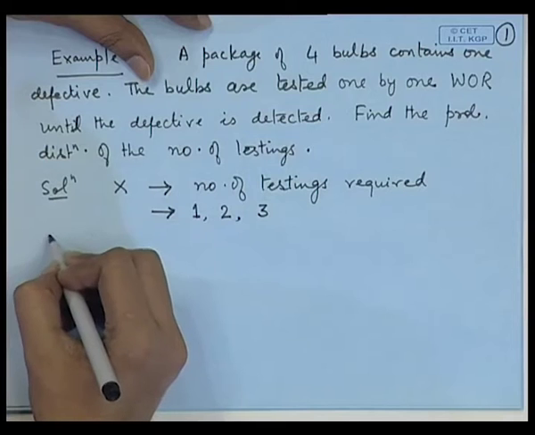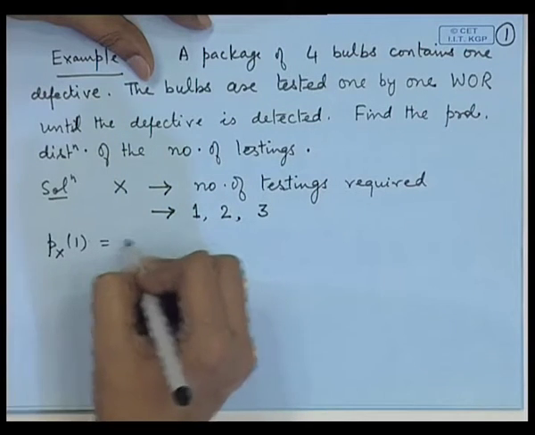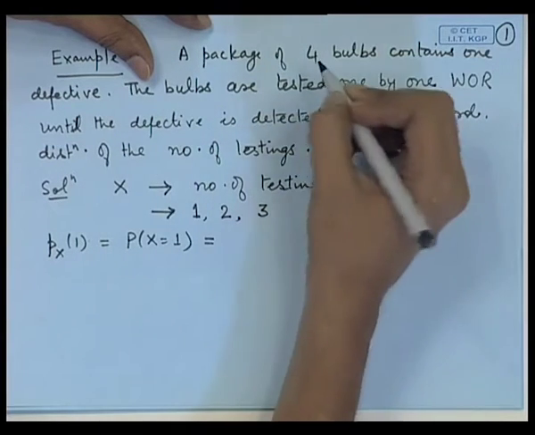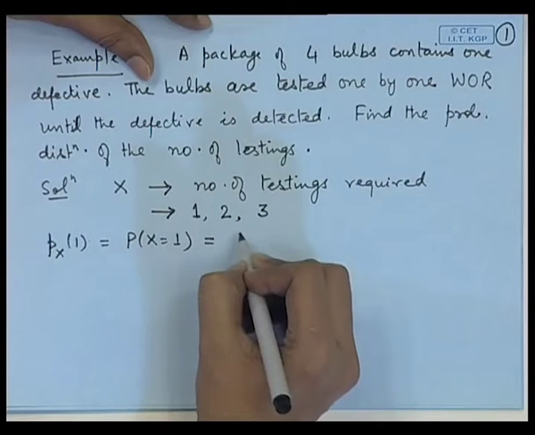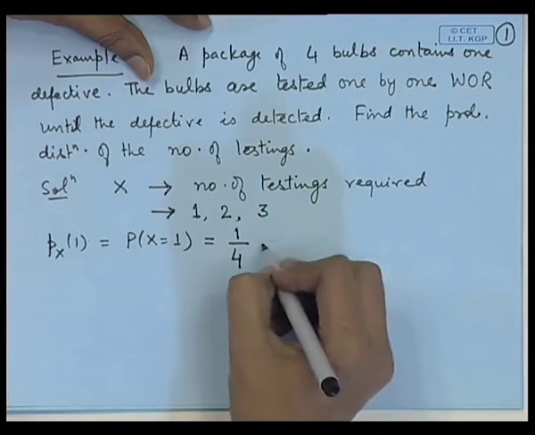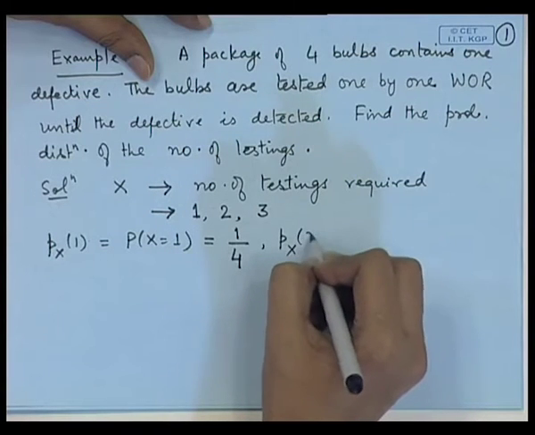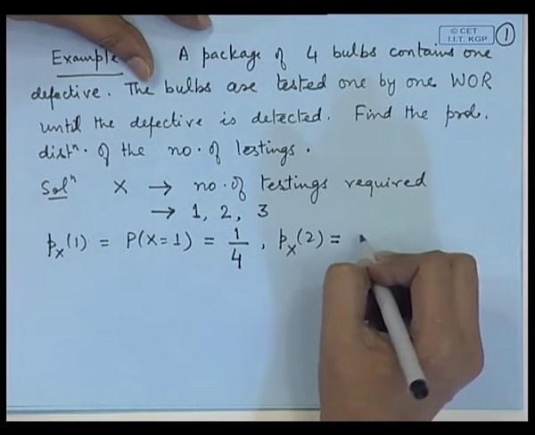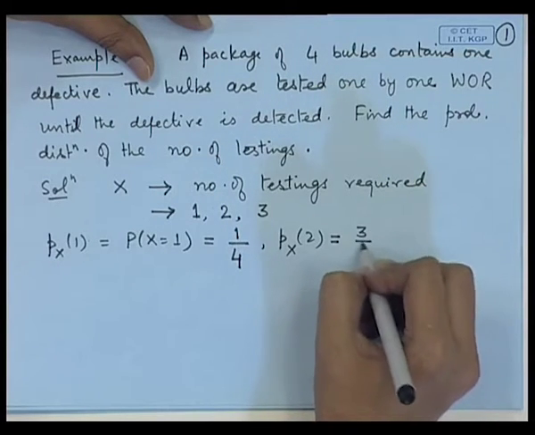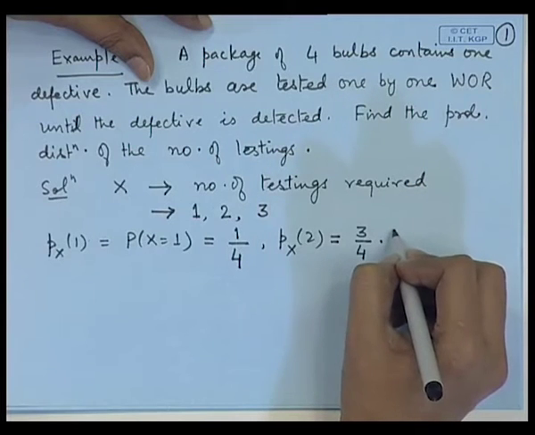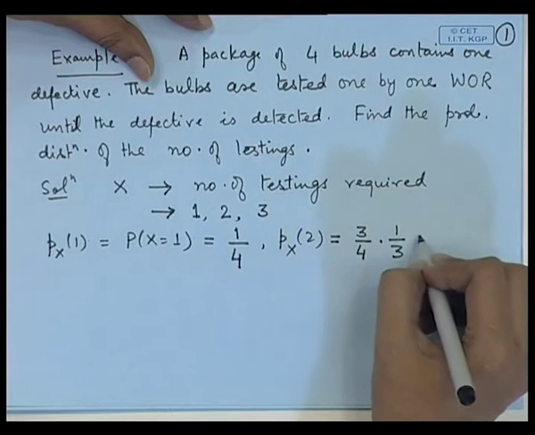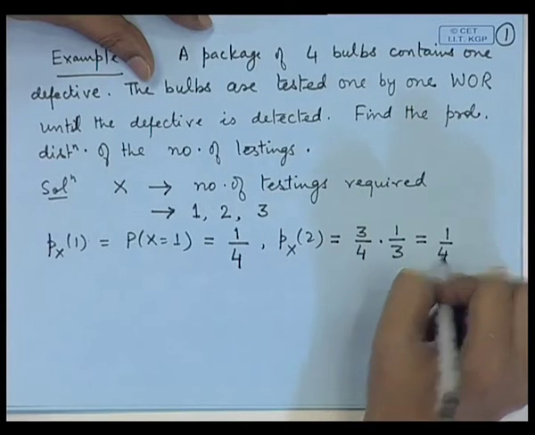So, what is the probability of X equal to 1? There are 4 bulbs out of which 1 is defective. So, the probability that the first testing gives you a defective is 1 by 4. What is the probability that the second one is defective? That means the first one must not be defective. Now, there are only 3 bulbs left, out of which 1 is defective. So, the probability of that is 3 by 4 into 1 by 3, which is equal to 1 by 4.